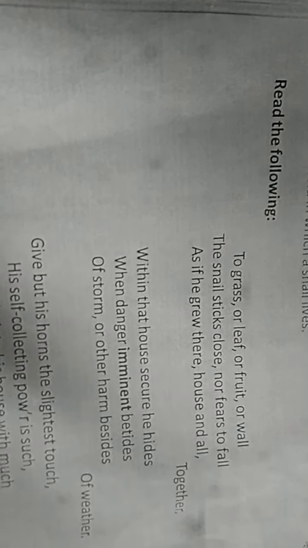Now, today I am going to discuss the line-by-line expressions of the last part of the poem The Snail. To grass or leaf or fruit or wall, the snail sticks close. See, up to this word close there is an explanation. The snails actually attach to this grass or leaf or fruit or wall without any fear. Though they have a fear of falling, without any fear he can habituate it. He can actually live in those places.